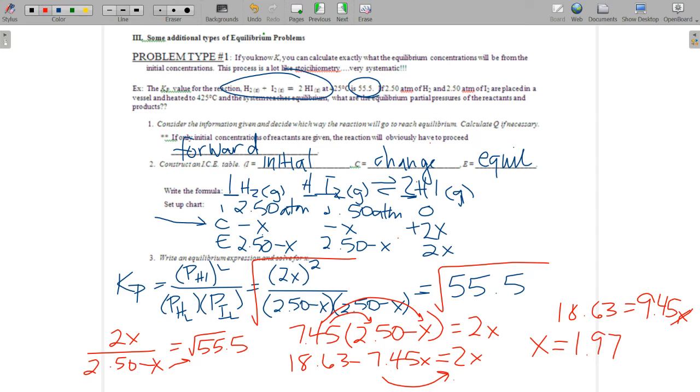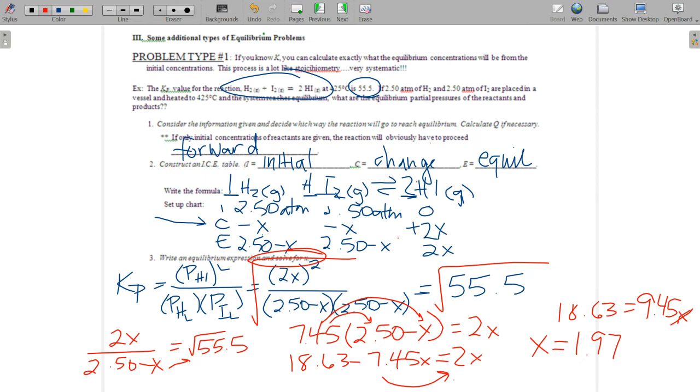So all you've done is you've solved for x here, and that's what it tells you to do. So to review, we figured out which direction it was going to go. We set up an ICE table. We plugged all that information into an equilibrium expression that we are now able to write, and then we solved for x.